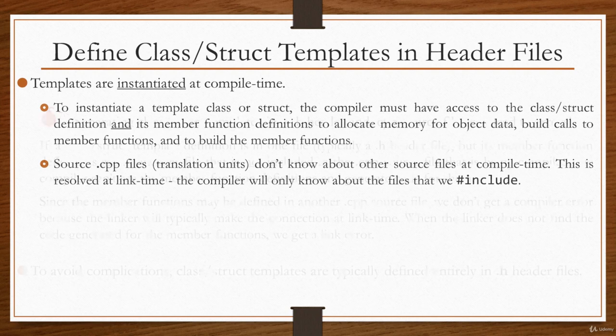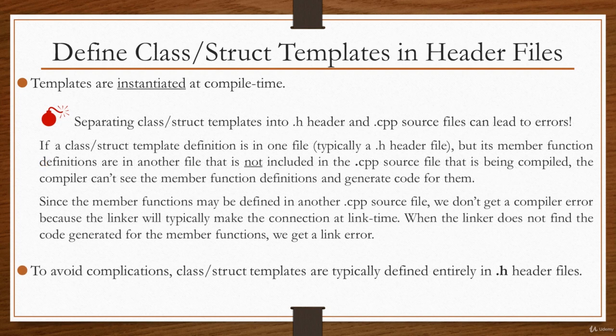So what it boils down to is separating class or struct templates into .h header and .cpp source files, as we are familiar with for non-template classes or structs. While separating them in that way can lead to errors. If a class or struct template definition is in one file, typically in a header file, but its member function definitions are in another file that is not included in the source file that is being compiled, then the compiler cannot see the member function definitions and generate code for them.